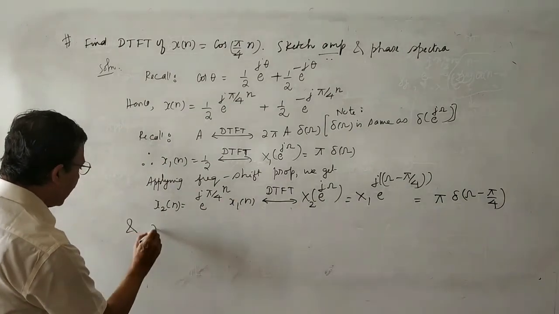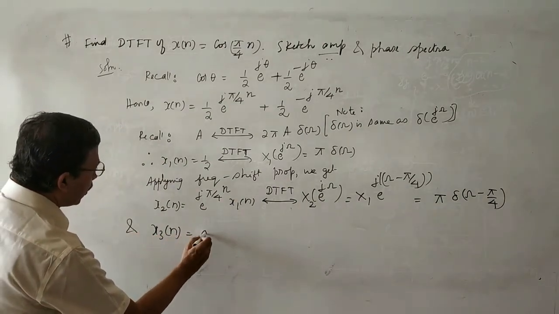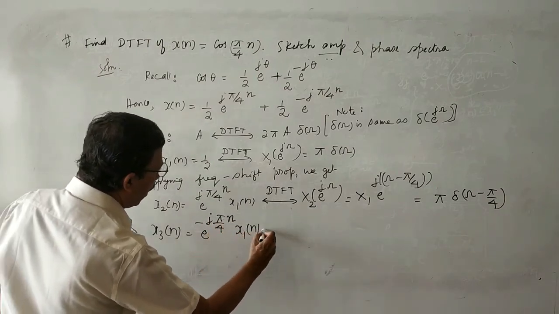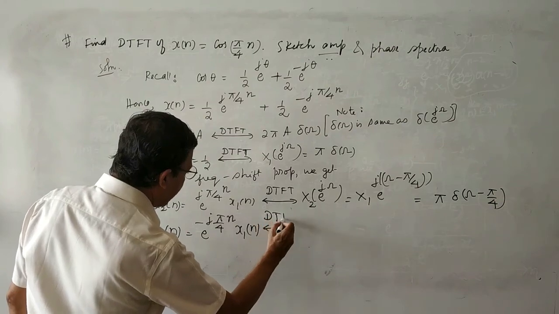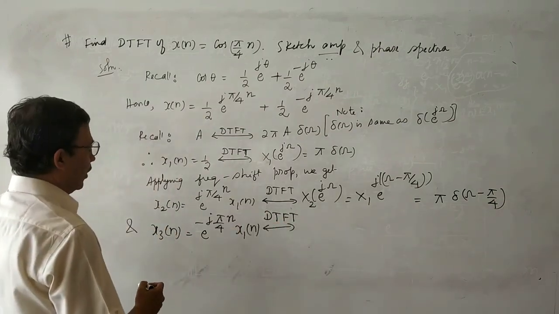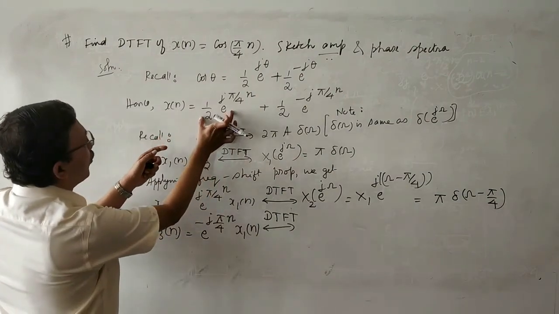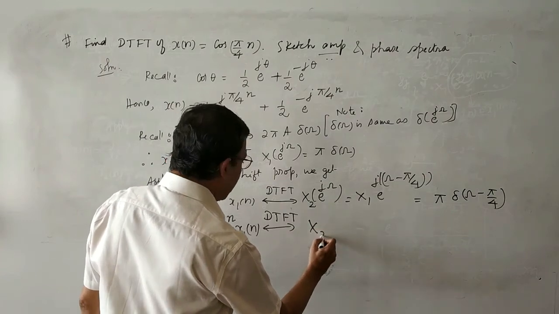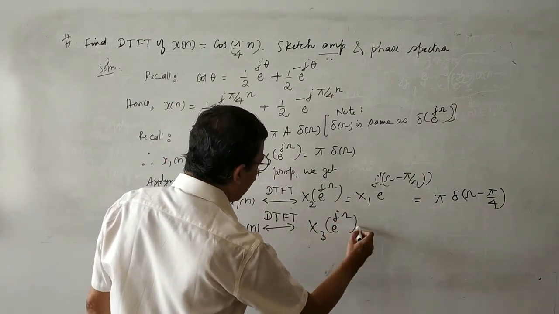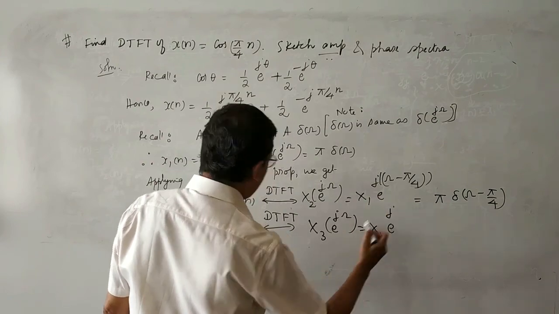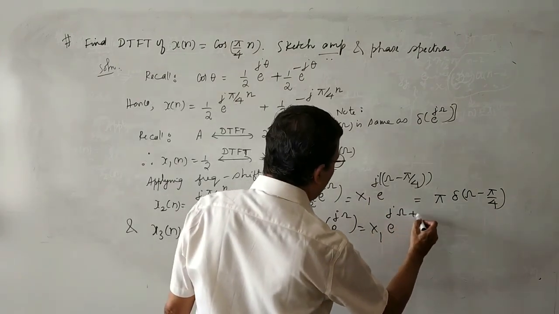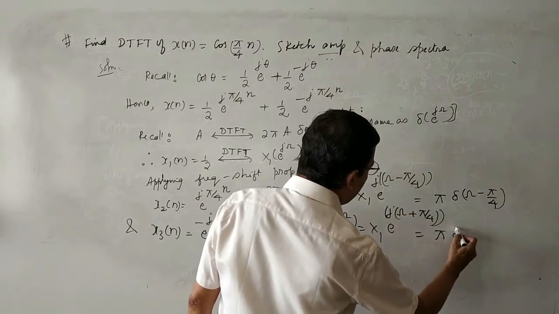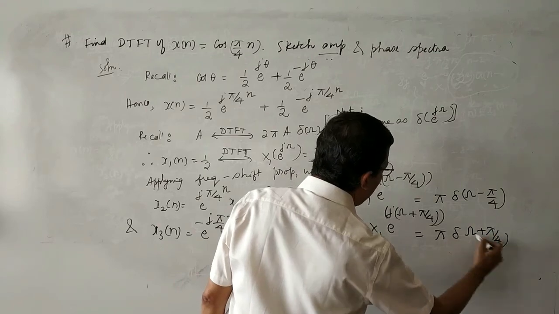And x3 of n equal to e to the power minus j pi by 4 into n into x1 of n will have a discrete time Fourier transform. This whole term is called x3 of n. x3 of e power j omega is equal to x1 of e to the power j omega, where omega will be replaced by omega plus pi by 4. That gives us pi into delta of omega plus pi by 4.